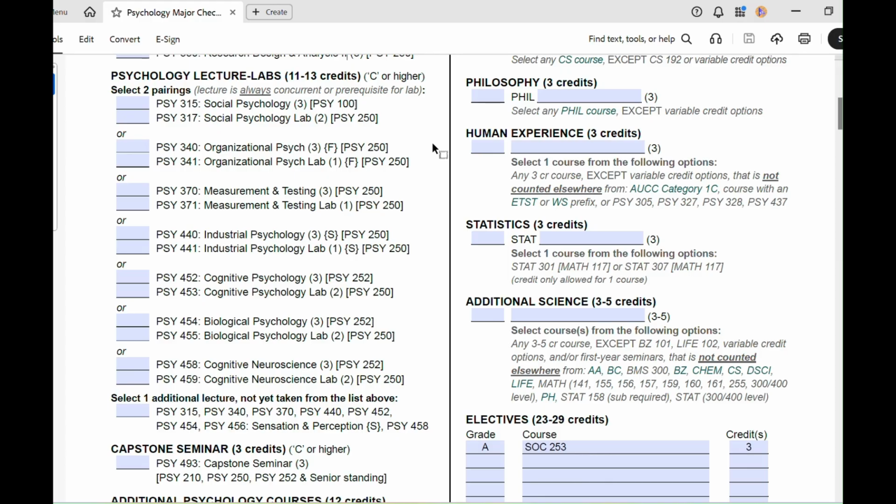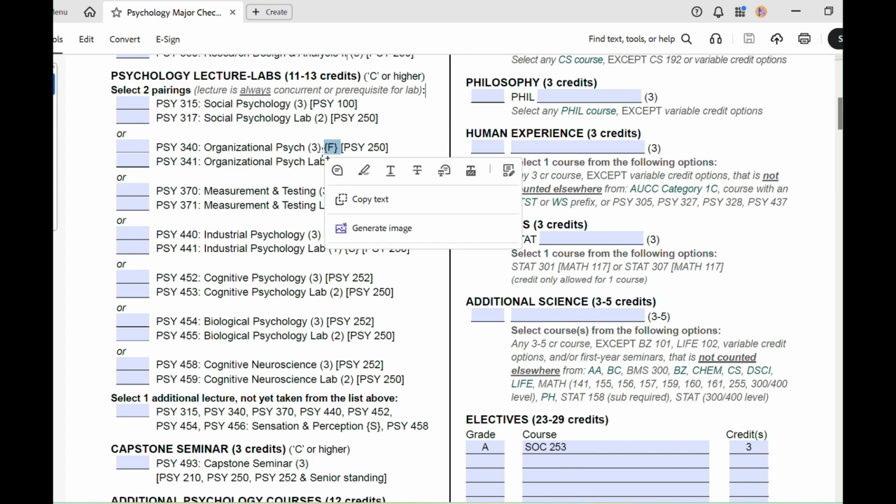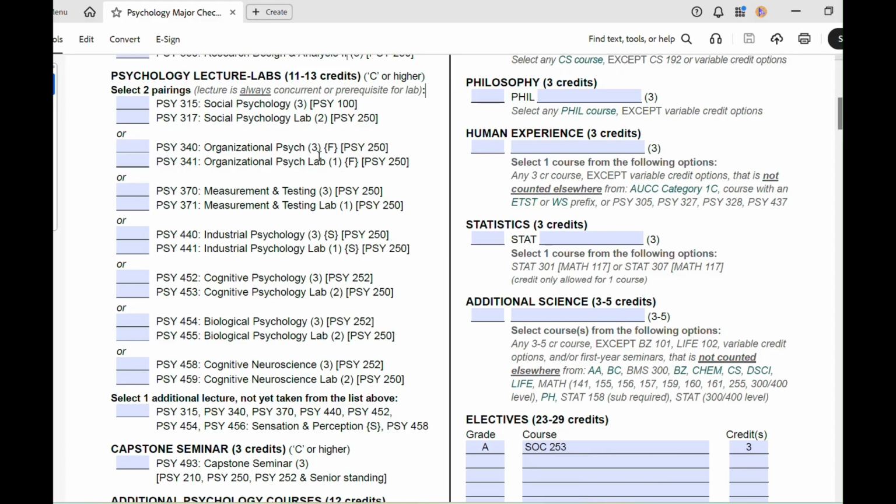These courses are small, which means they can be very difficult to get a spot in. So you are more than welcome to take the lecture first and wait a semester or 2 before you can get into a lab. Please note, some of these pairings have a capital F in brackets. So on here, Organizational Psych Lecture and Lab are a fall-only course. If you see a capital S in brackets, like for Industrial Psychology Lecture Lab, that means these courses are spring only.